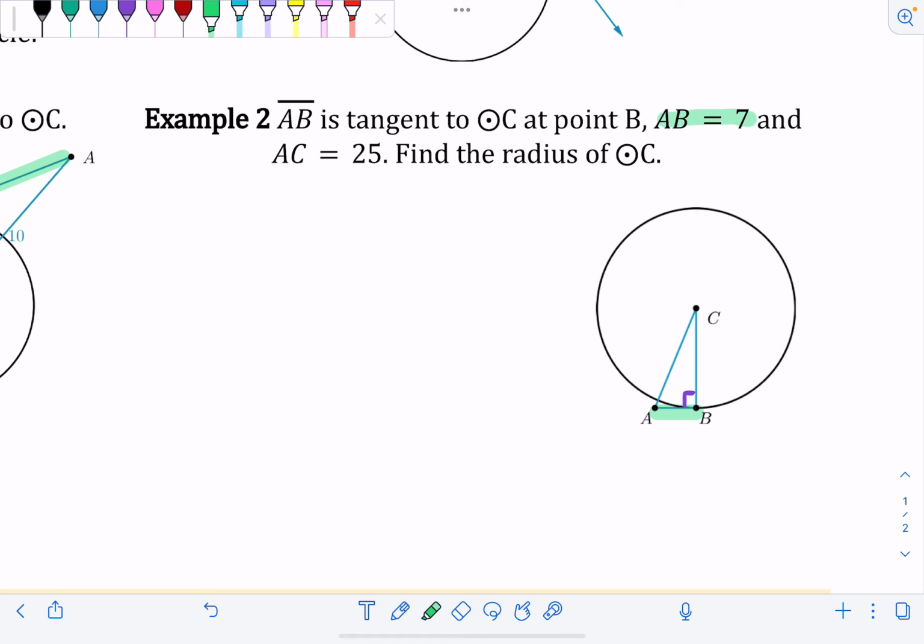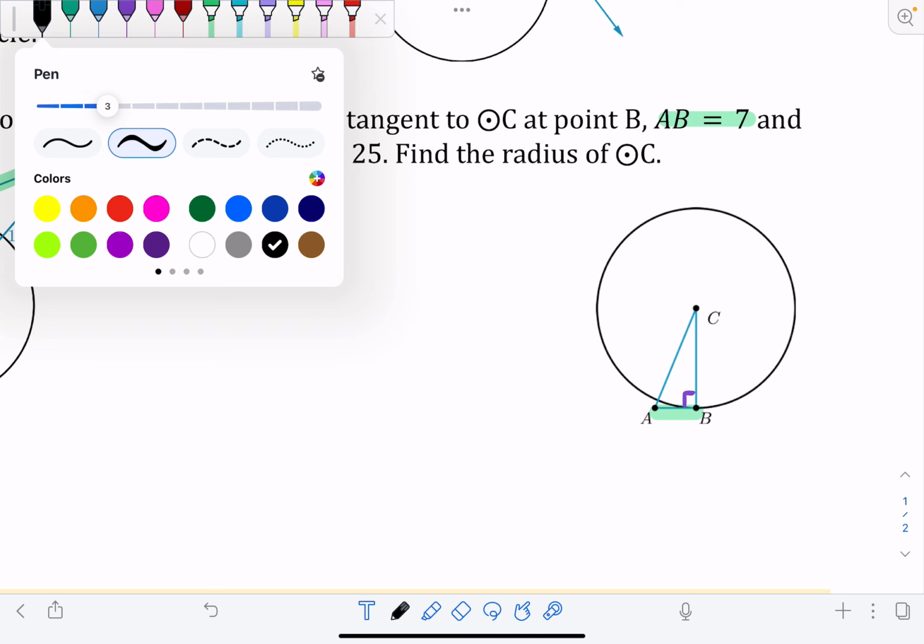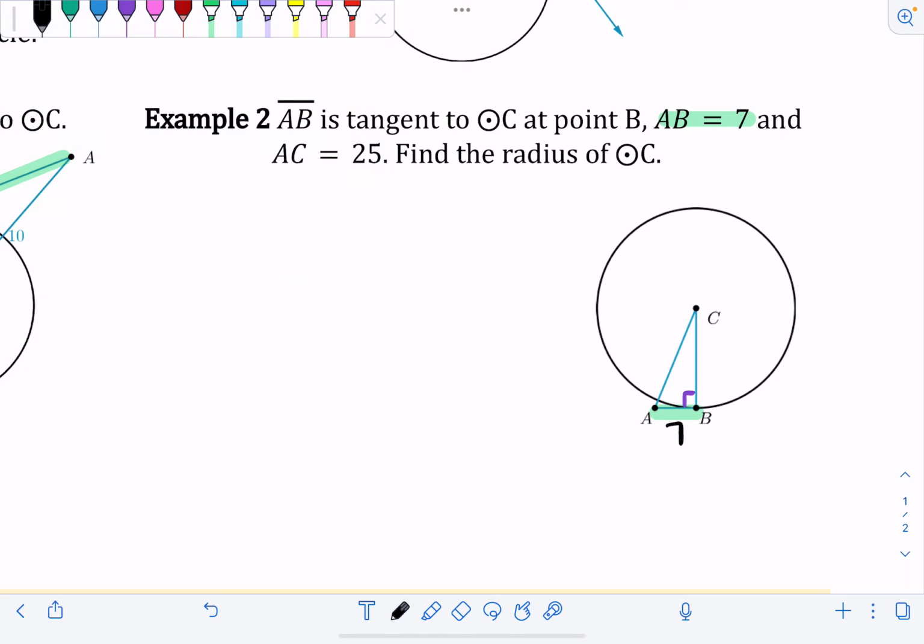AB, they said that was 7. So AB is 7. And then AC was 25. So this side right here was 25. And then we're asked to find the radius. I'm just going to label it as R.